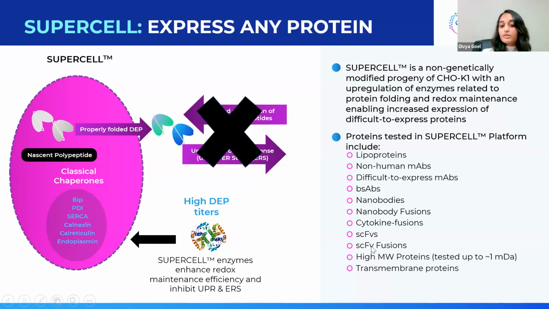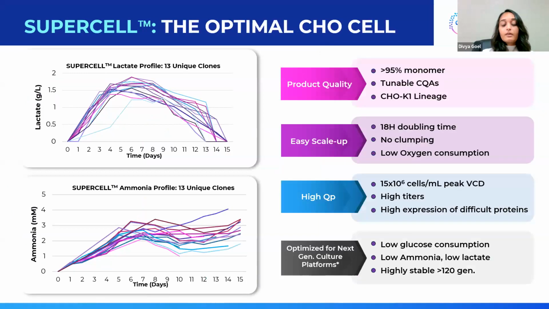And here's just a list or a subset of some of the molecules that we've expressed in the supercell platform successfully. Proteins like lipoproteins, bispecific antibodies, nanobodies, cytokine fusions, and even very high molecular weight proteins up to 1 megadalton have been successfully expressed in our system. And a couple other attributes of the supercell platform are that the product quality, as I mentioned, we have high levels of monomeric species produced by the cells.